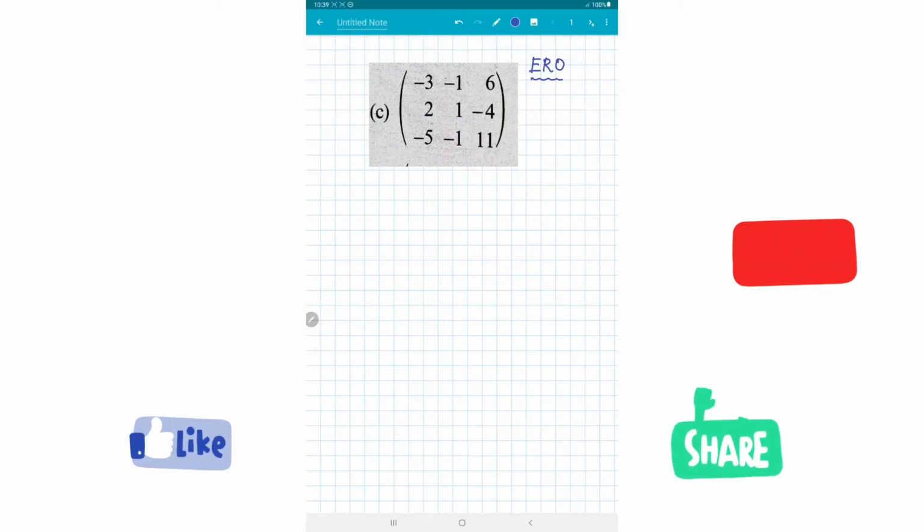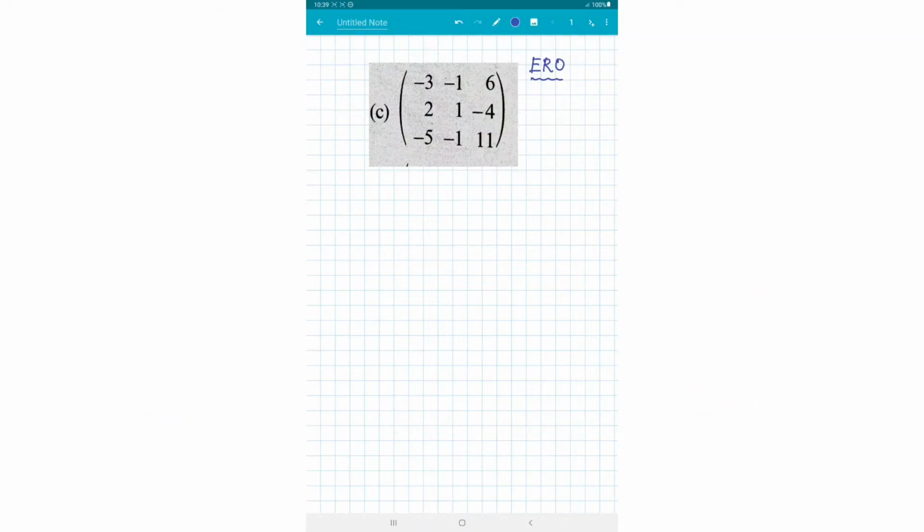Hello everyone. Today we are going to solve a matrix using the ERO methods in order to find the inverse matrix. First of all, for the element in the first row and the first column, we have to make sure we turn it into 1.